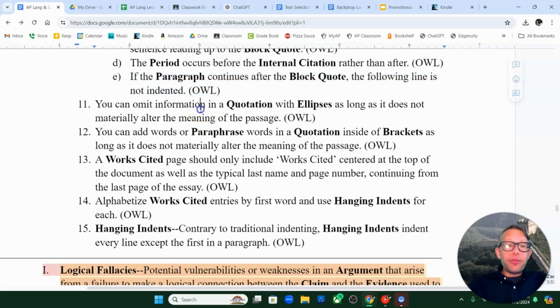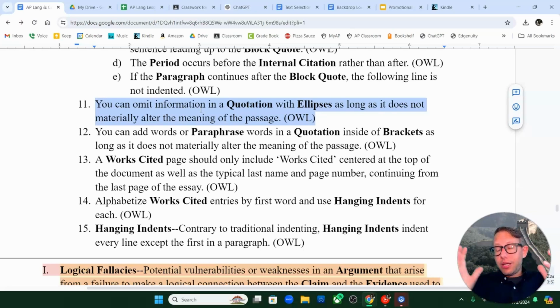Okay? Some final things to keep in mind on this topic. You can omit information in a quotation with an ellipsis as long as it does not materially alter the meaning of the passage. So maybe you've done this before, maybe you haven't, but ellipsis, of course, meaning the ... to let us know that, oh, you omitted some things in that context. As I mentioned, though, it shouldn't materially alter the meaning of the passage. That would be very dishonest. That would be a quick way to lose any ethos that you've generated during the course of your rhetoric. So certainly something that you want to keep in mind there.